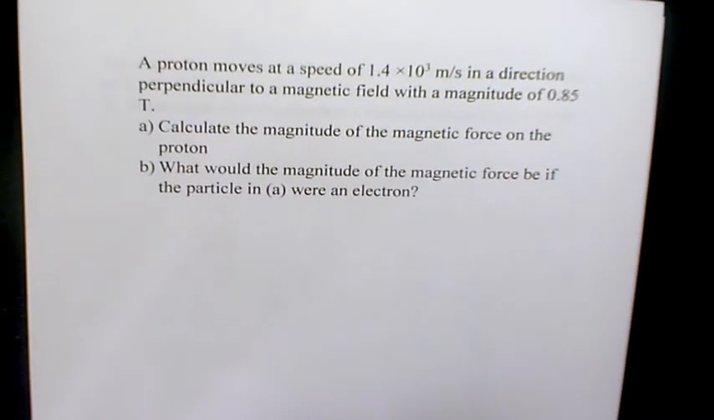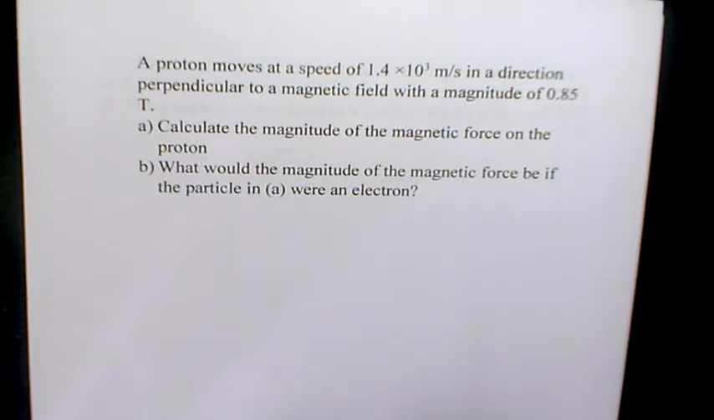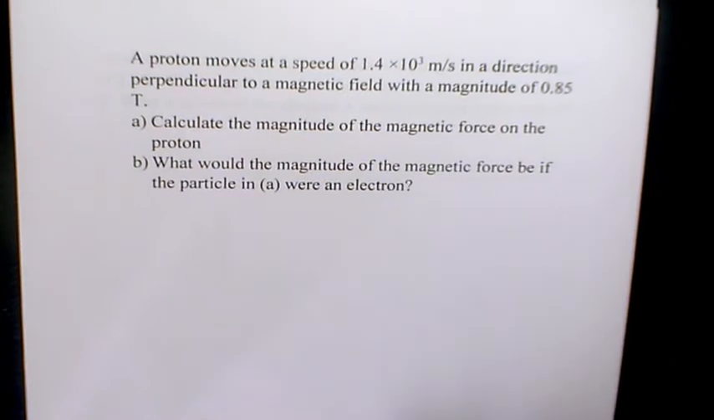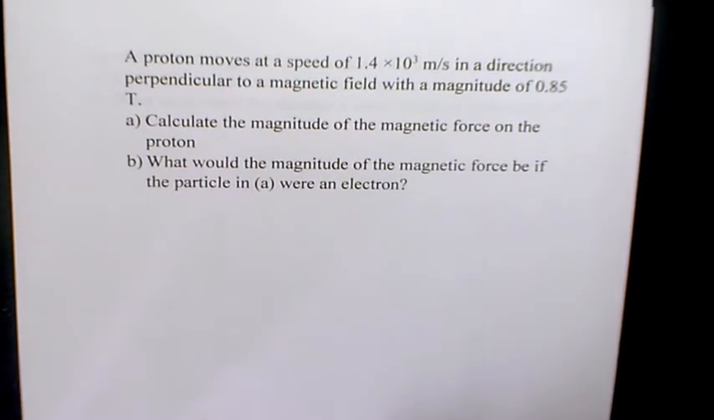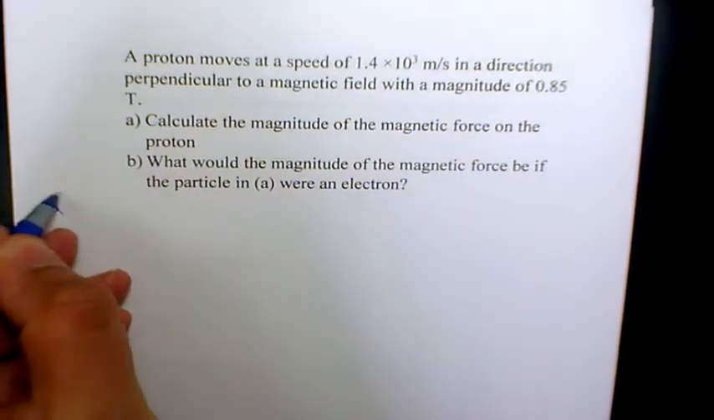A proton moves at the speed of 1.4 times 10 to the power of 3 meters per second in a direction perpendicular to a magnetic field with a magnitude of 0.85 Tesla. Calculate the magnitude of the magnetic force on the proton. What would be the magnitude of the magnetic force if the particle were an electron? Let's find out part A first.